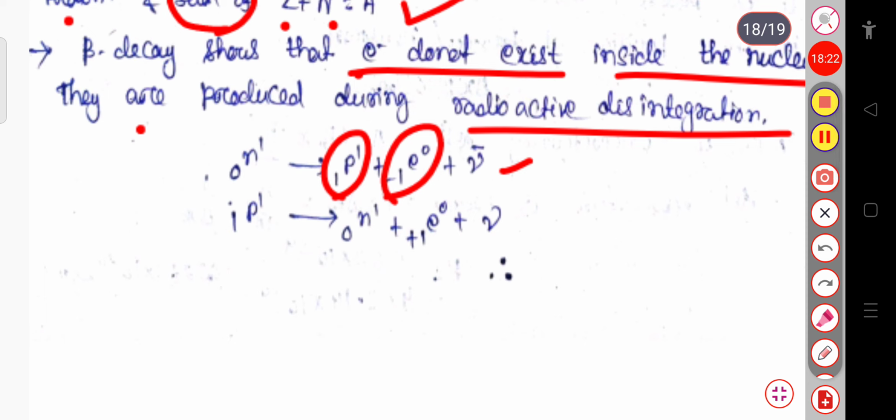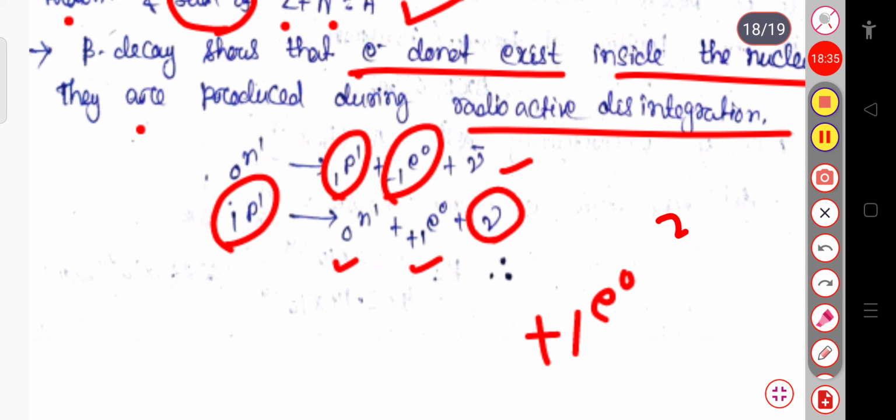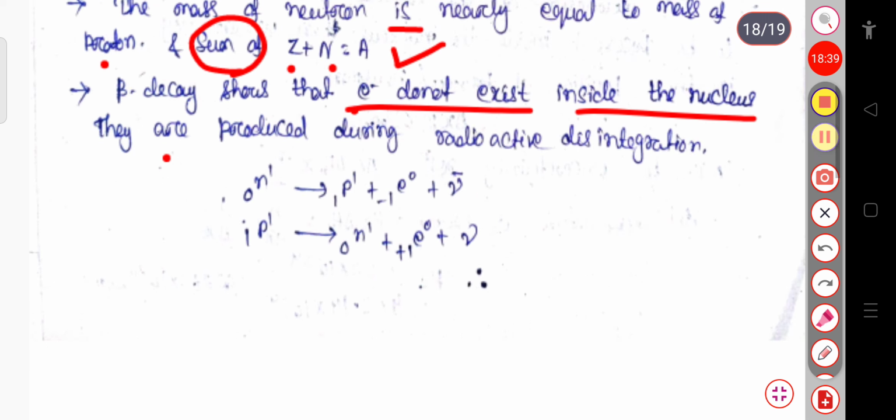And if the 1p1, that is the proton, disintegrates, then it gives 0n1, that is the neutron, with a positron, +1e0, and with a neutrino. So you can say that from beta decay, the electron does not exist inside the nucleus, or you may say that this electron is produced during the radioactive disintegration.